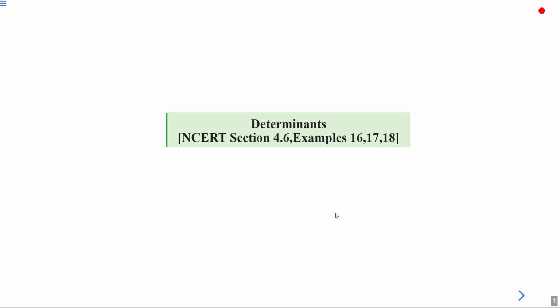Good afternoon. Today we'll continue determinants, NCERT section 4.6, and we do some examples 16, 17, and 18.